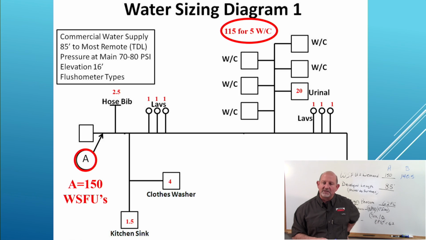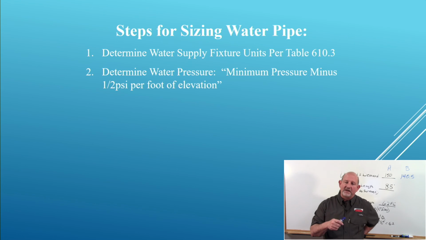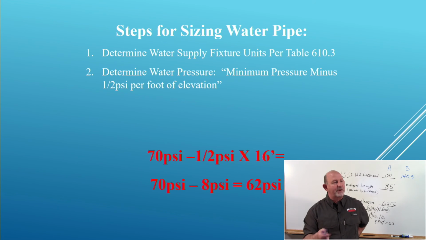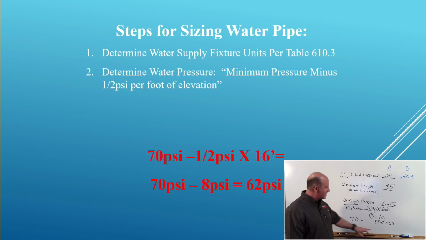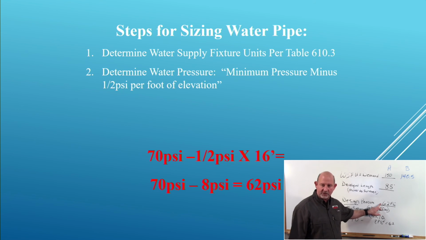I'm going to back up a couple of slides. Do you agree? We still had to figure out our design pressure, right? Minimum pressure minus half of PSI. Do you agree the minimum pressure didn't change and the feet of elevation between the meter and the highest fixture still didn't change? So that's not going to change. That means our design pressure is not going to change.